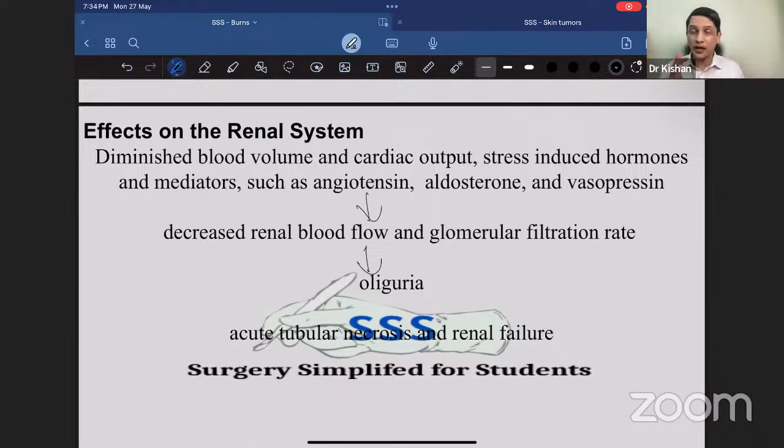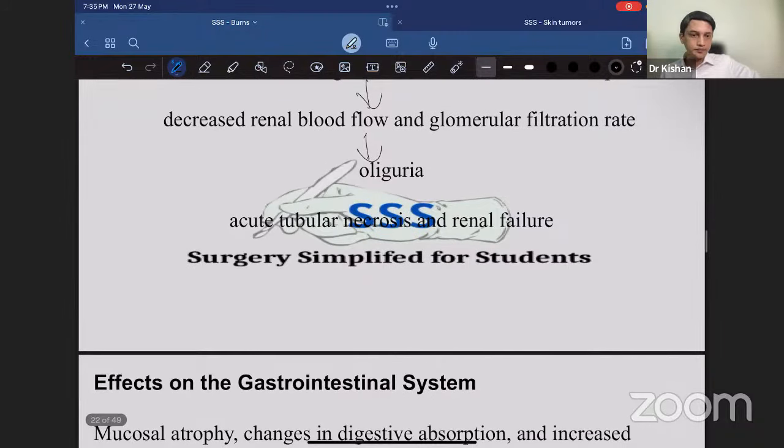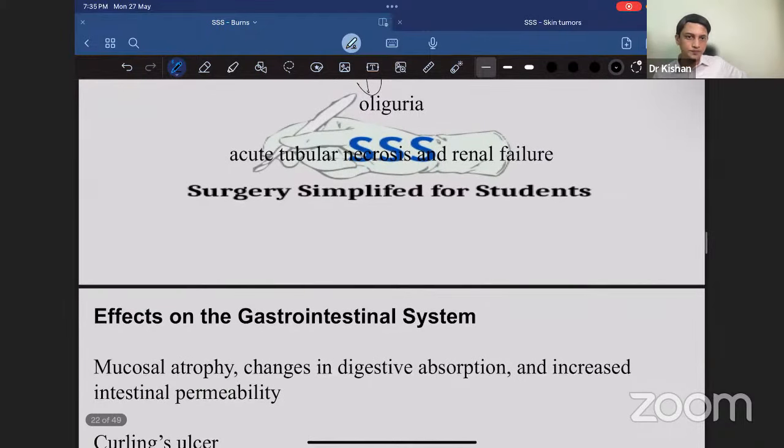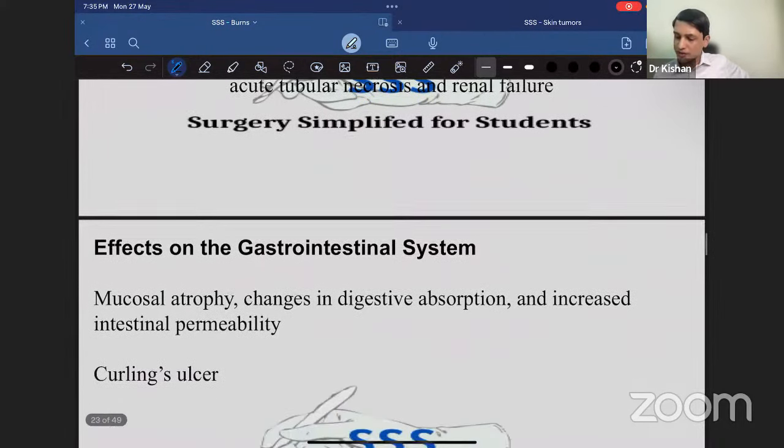Most important, remember, they'll ask which is the first system to be involved in burn injuries. Anyone? It's the first system to get affected. Any idea? No, not actually. No, not circulatory. The first is the respiratory, the second is the renal. So these are the 2 systems.